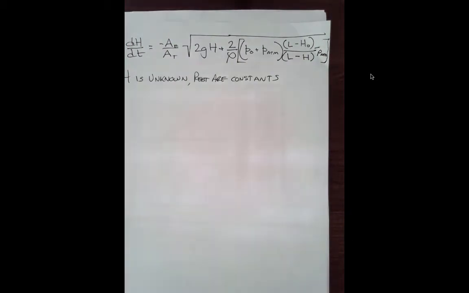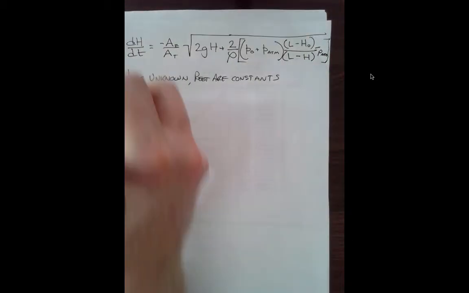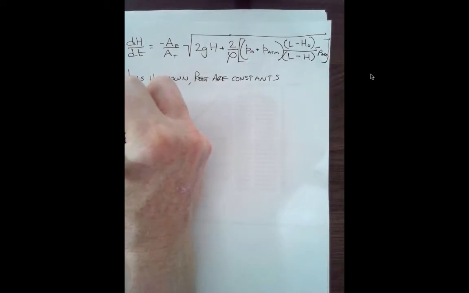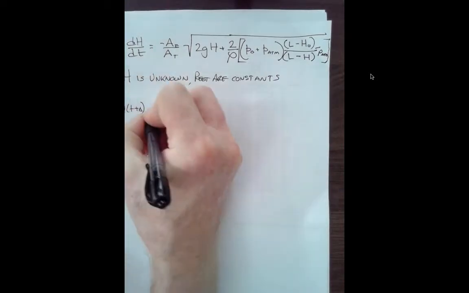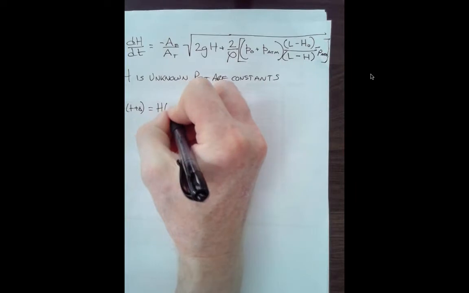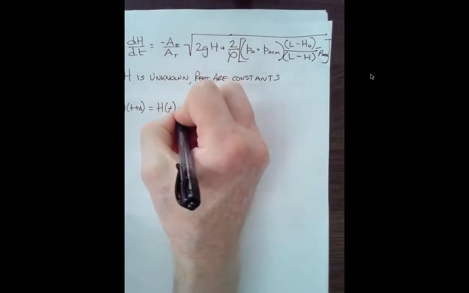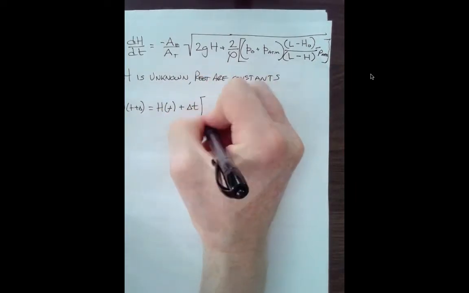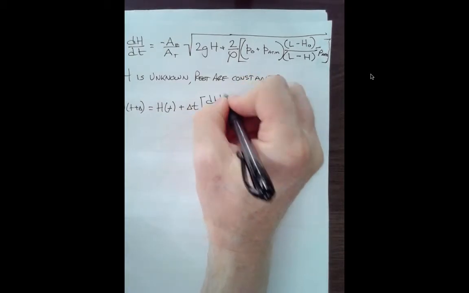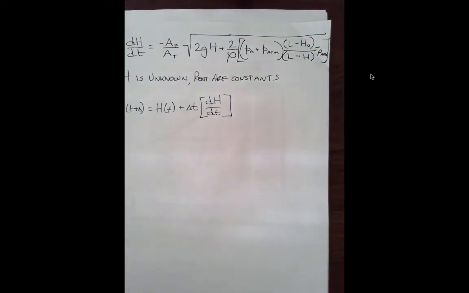So, if you recall, our old update formula was that H at T plus delta T equals H at T plus delta T times dH/dt. So that was our numerical approximation. And we'll just apply the same thing here. And in fact, the tool we've just built can probably be manipulated with a subtle change into doing the work for us.